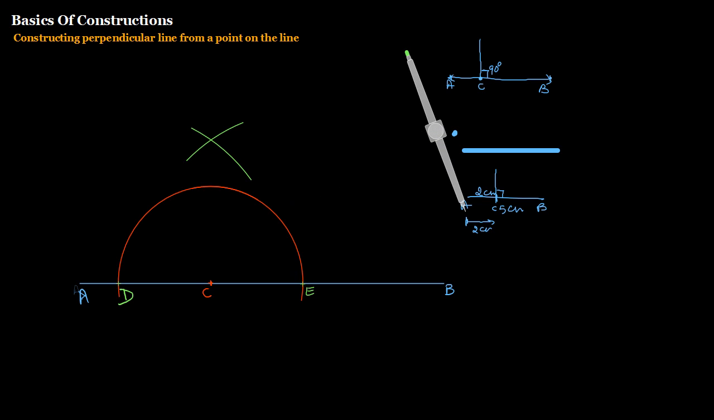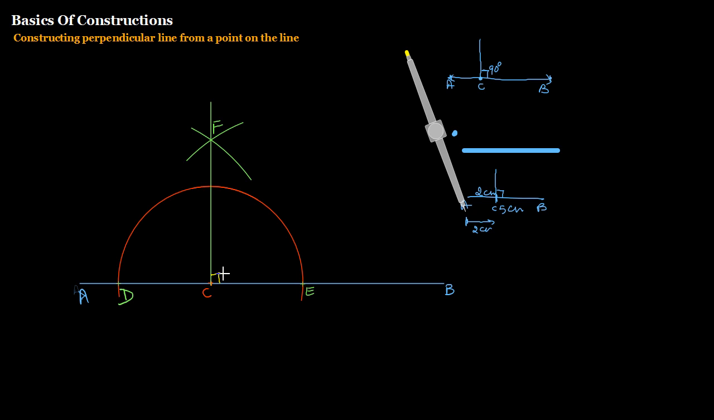Let's call that point F. Now join F and C. You can use your ruler. I'm going to draw a straight line here from C going through that. So according to that, now this angle is supposed to be 90 degrees, which is perpendicular.